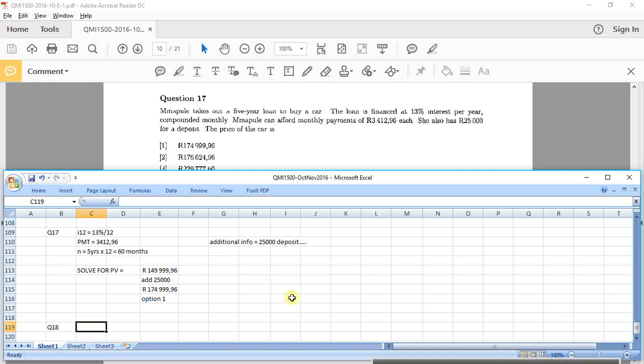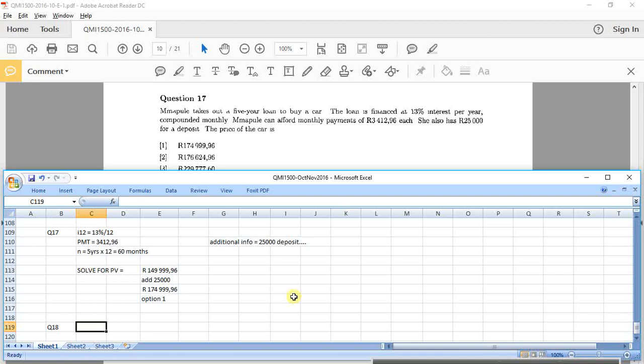No, it's still not getting it. What are you putting in? Try again. Second function, clear everything. What's your N? It's 60 months. So 60 N. What's your I? 13, so type in 13 divided by 12 equals. That's your I. Payment: type in 3412.96. That's your payment. Compute PV. There we go.